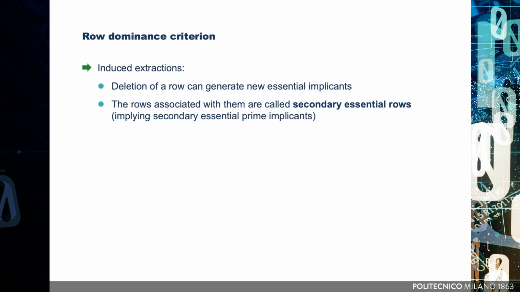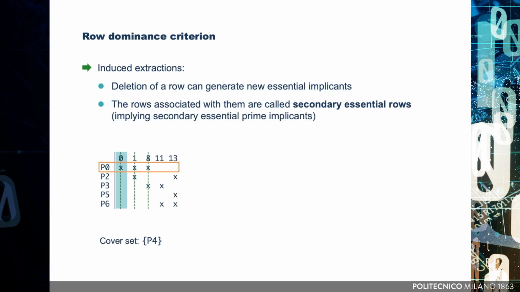The elimination of a dominated row often leads to a new version of the covering table, in which some columns contain only a single X. Formally, this simplification results in the identification of what are called secondary essential prime implicants. In the current example, we observe that P0 has now become a secondary essential prime implicant for minterm 0. Therefore, we select P0 and add it to the cover set. Next, we remove the corresponding row, P0, and eliminate the columns for all minterms covered by it. Here you can see the updated covering table and the revised cover set.